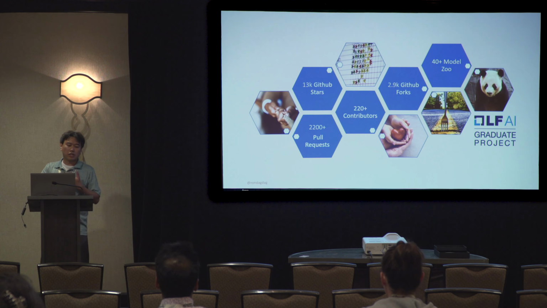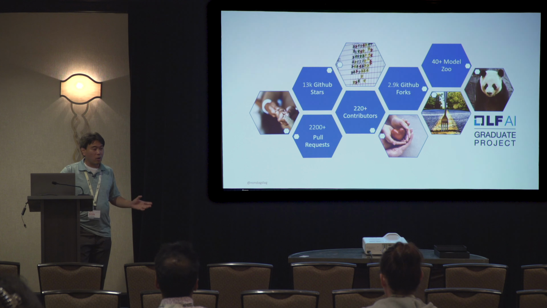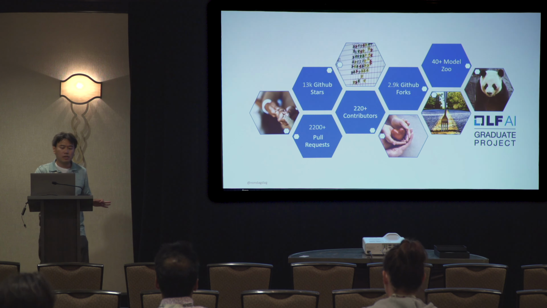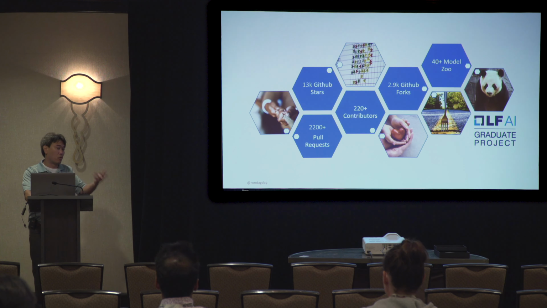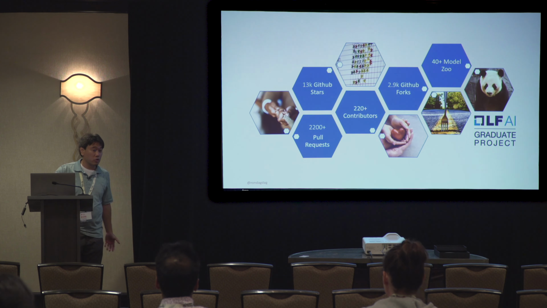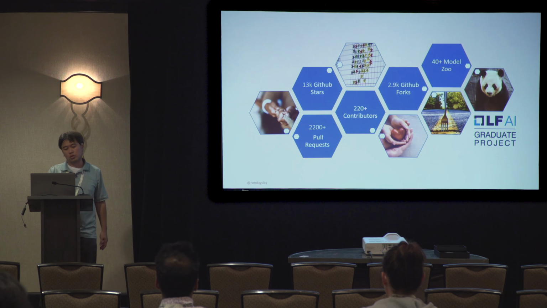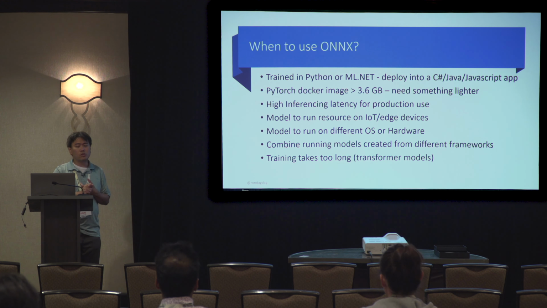It is, like I said, on GitHub. It has about 13,000 GitHub stars and 220 contributors. It's a graduate of Linux Foundation AI, and what I'm trying to get at is it's available for production. It's ready for production use. So when should you use ONNX?